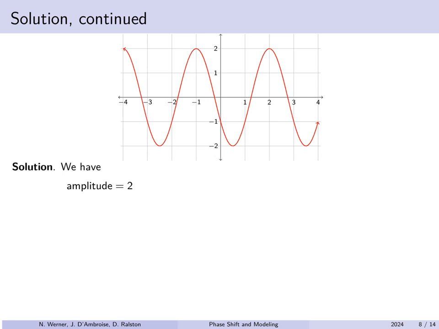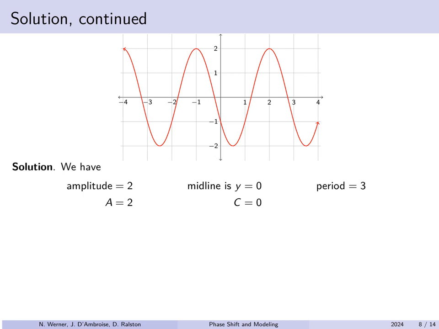First of all, the amplitude is 2, and the midline is 0. We see that there is a maximum height of 2 and a minimum of minus 2. The midline is the average of those two values, which is 0, and the amplitude is how far the max and min are away from the midline, which is 2 units.